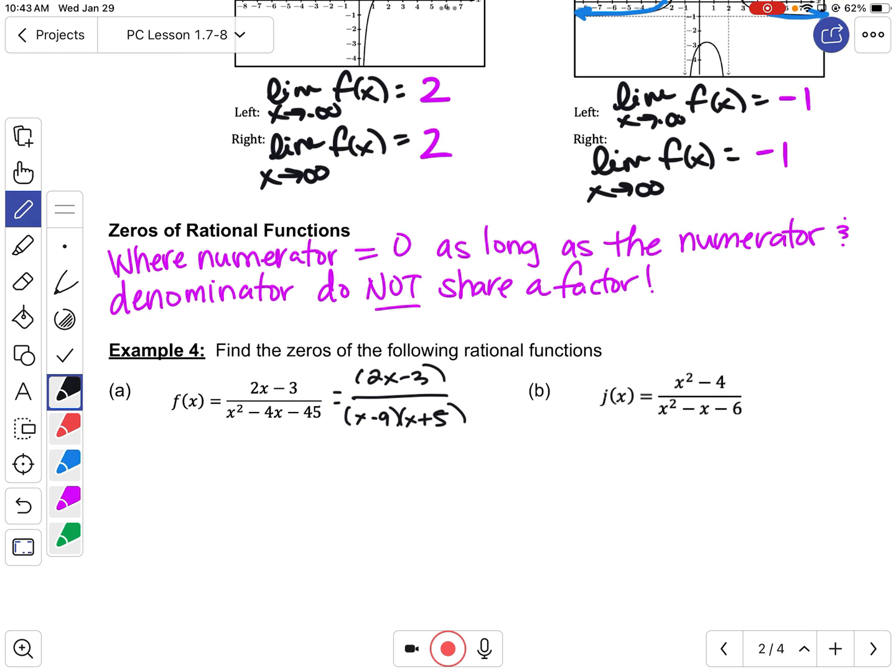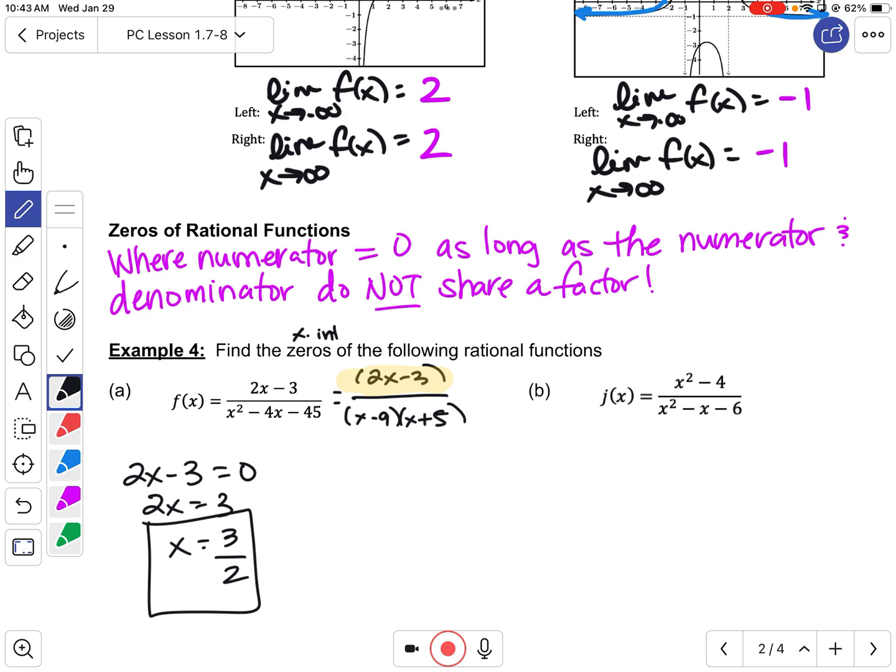So do we share anything in the numerator and denominator this time? No. Okay. So for zeros, the only part I'm going to consider is the numerator because they didn't share anything. So 2x minus 3, I'm going to set it equal to 0. 2x would equal 3, so my only 0 is 3 over 2. Remember, a 0 is the same thing as an x-intercept. All right, let's look at that next one.